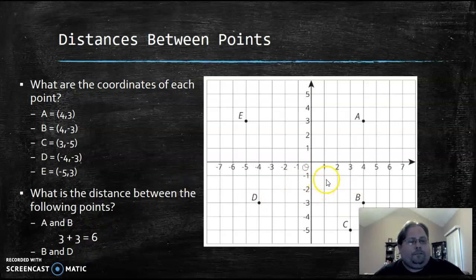For B and D, they are in opposite quadrants. These are horizontal distances, going left to right. So we're going to look at B's x value and D's x value. Because their y values are the same, we can look at their x values and tell how far apart they are. B is 4 units to the right of the y-axis, and D is 4 units to the left of the y-axis. Again, we can take the 4 to the right and 4 to the left, add them together, and we would get 8 units. If you went and counted these, you would get the same 8 units.